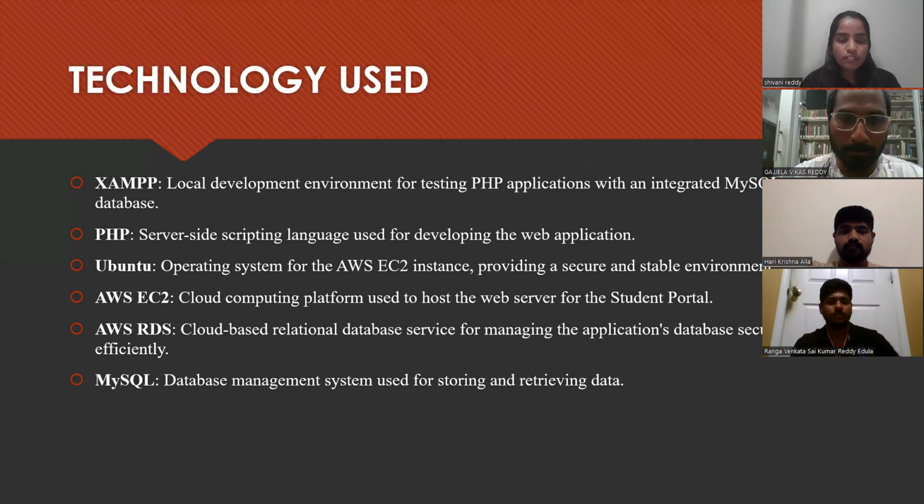The technologies we have used in our projects are XAMPP, PHP, Ubuntu, AWS EC2, AWS RDS, and MySQL for the database. XAMPP is a local development environment for testing PHP applications with an integrated MySQL database. PHP is a server-side scripting language used for developing web applications, and the Ubuntu operating system for the AWS EC2 instance, providing a secure and stable environment.